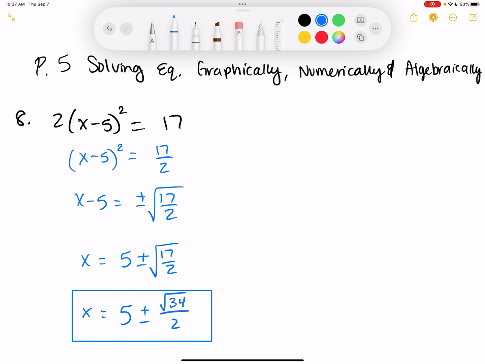Now, with this one, we technically should write them separately as 5 plus root 34 over 2, and then 5 minus root 34 over 2. I'm okay with you just leaving it together. But if it will give you 2 distinct separate answers, like if this had been a perfect square or something, then you should write down what they both are. Don't just leave it randomly in a radical.